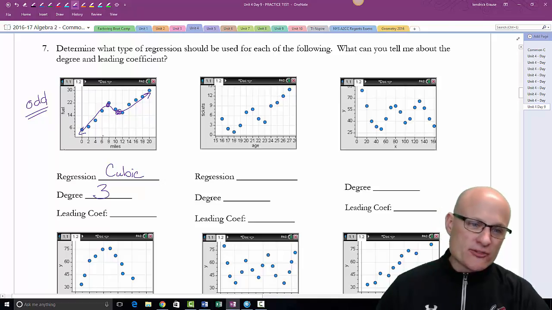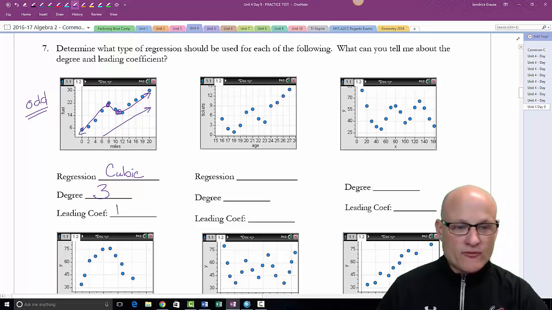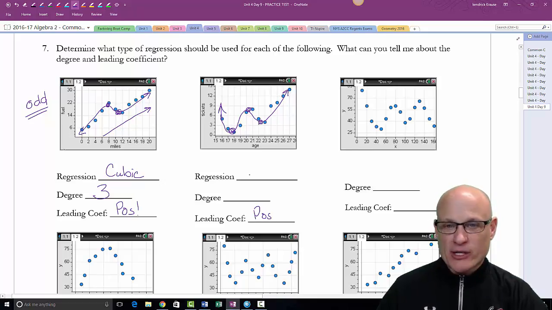Now, it also is going up in that direction, so I know that the leading coefficient is going to be positive. Here, pointing up, because it's pointing up, I know my leading coefficient is going to be positive. It's got 1, 2, 3 relative extrema, so more than likely it's a 4th degree polynomial, so we're going to do quartic regression, and it's a 4th degree.